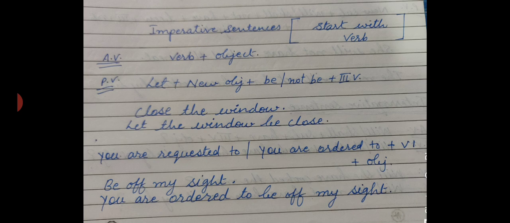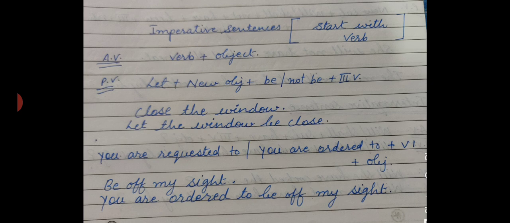For example, close the window. So if I say let, now the object is the window, it will come here: let the window, then we have to use be, and then the third form of verb, closed. Let the window be closed. Or if I am asking someone, close the window, see my tone, it means I am giving an order to that fellow, and I would say you are ordered to close the window.